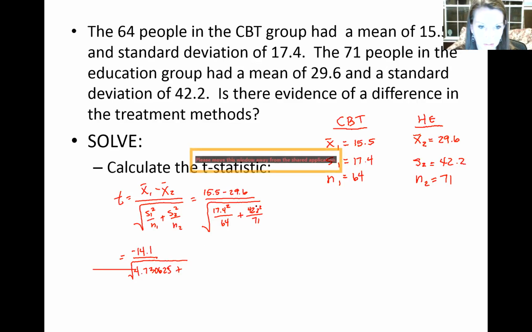Okay, and then the next side, the 42.2, I square that, which makes it 1,780.84, and then I divide that by 71, and I get 25.08225.